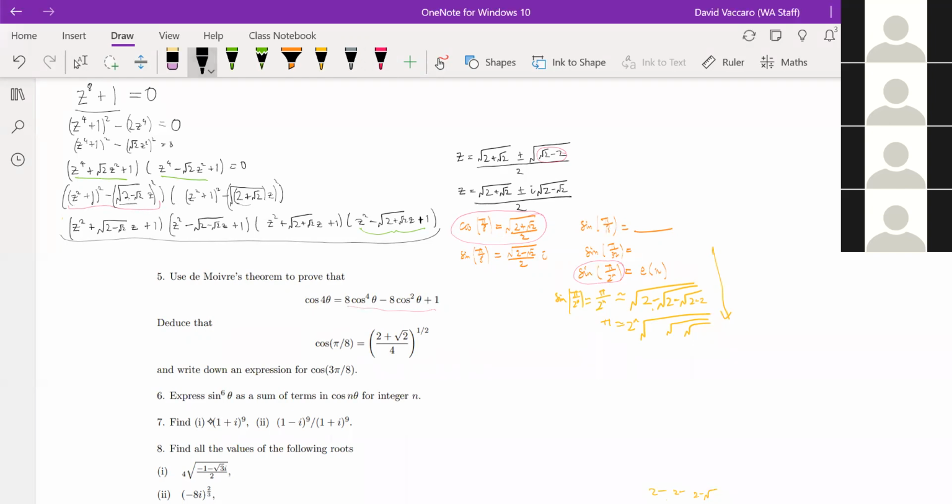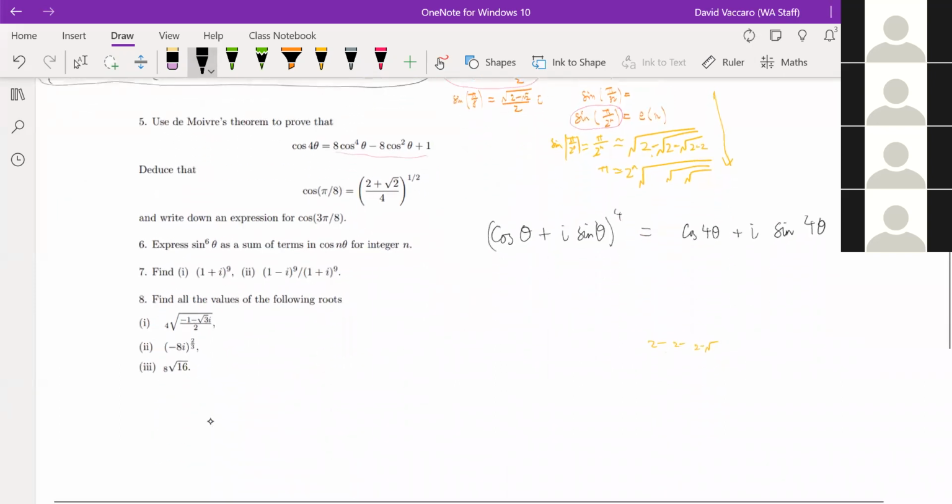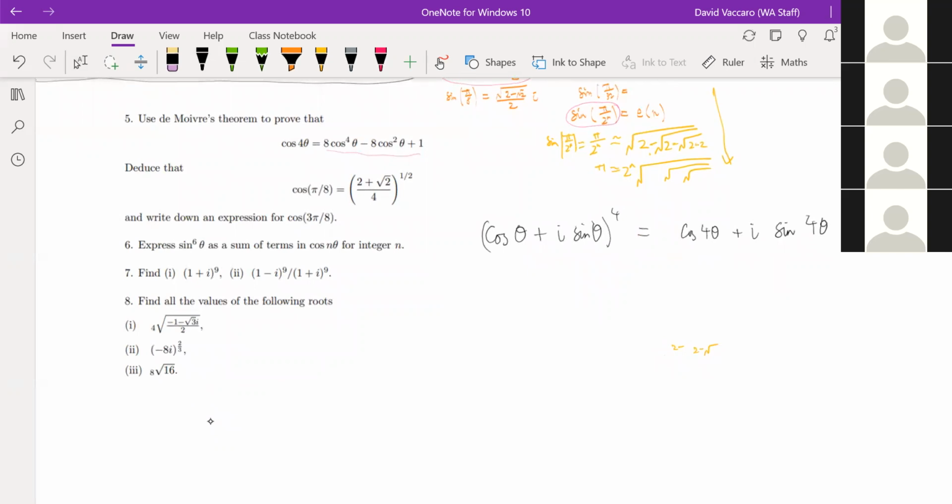So what is de Moivre's theorem? That would give us a hint how to solve this question. So we start by stating de Moivre's theorem. We say cos theta plus i sine theta to the power of 4 is equal to cos 4 theta plus i sine 4 theta. So that's an application of de Moivre's theorem.